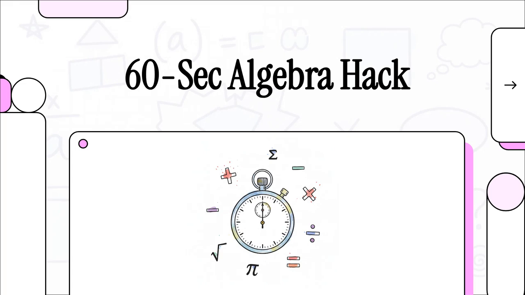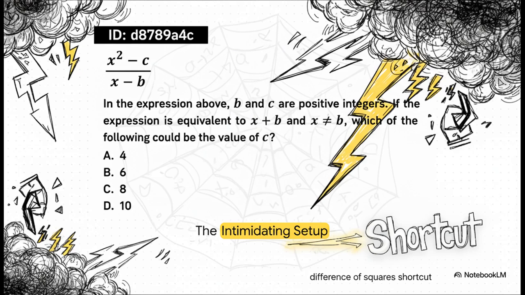Look, today we're going to uncover a literal cheat code for algebra. We're talking about solving an impossible-looking problem in under 60 seconds. So buckle up, because this is going to be a really fast-paced breakdown. Let's get right into it. Okay, let's dive into this.